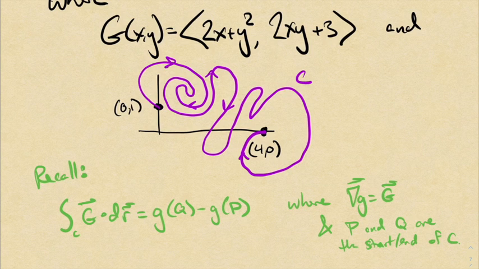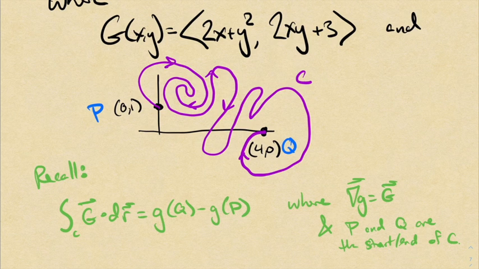So here we are. We want to evaluate this line integral, and to do it essentially without parameterizing the curve, we need to figure out what's this function g, that is, what's the potential function of our vector field, and then what are these points, P and Q. Well, the points are easy. Our curve, if we look at the arrows, starts at 0, 1, which is P, and ends at 4, 0, which is Q.